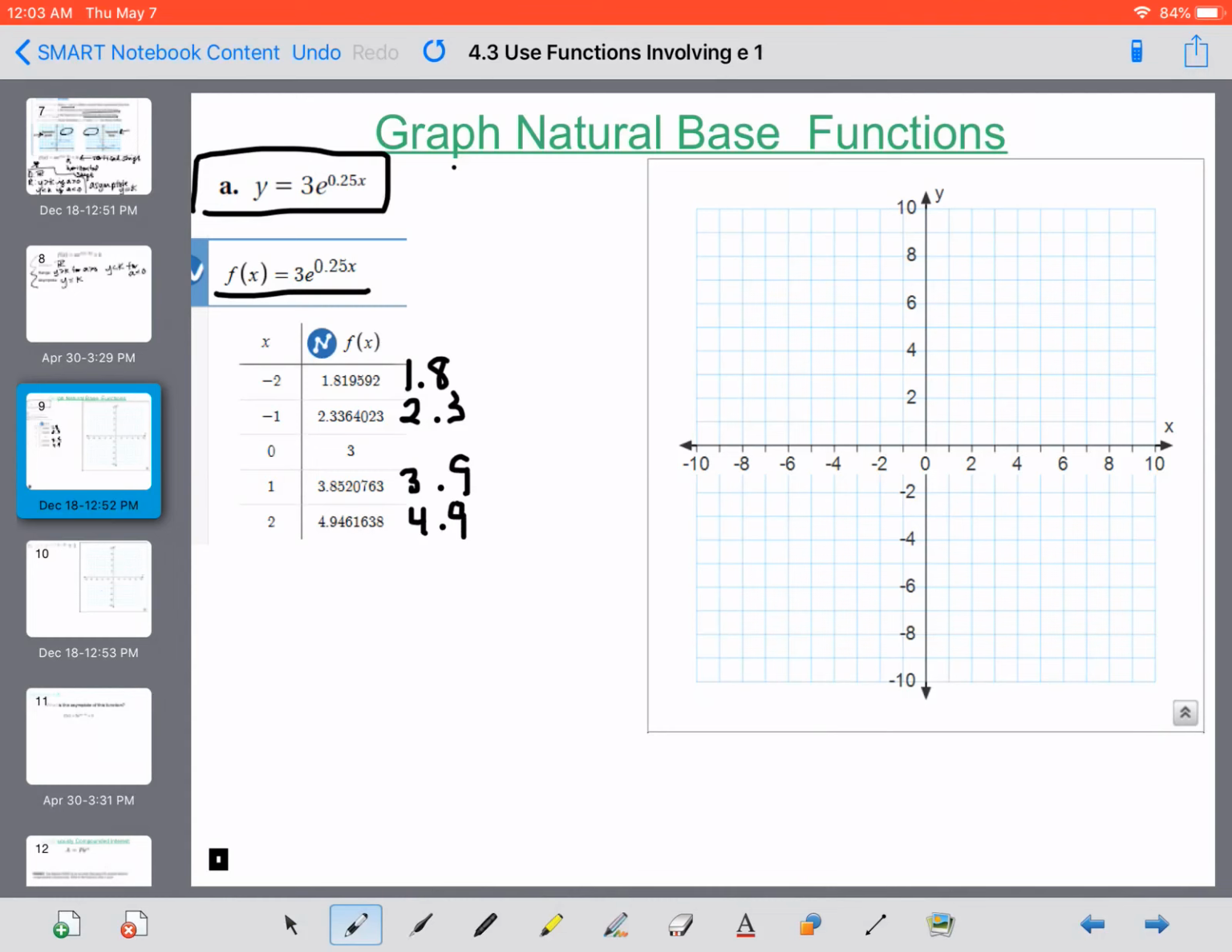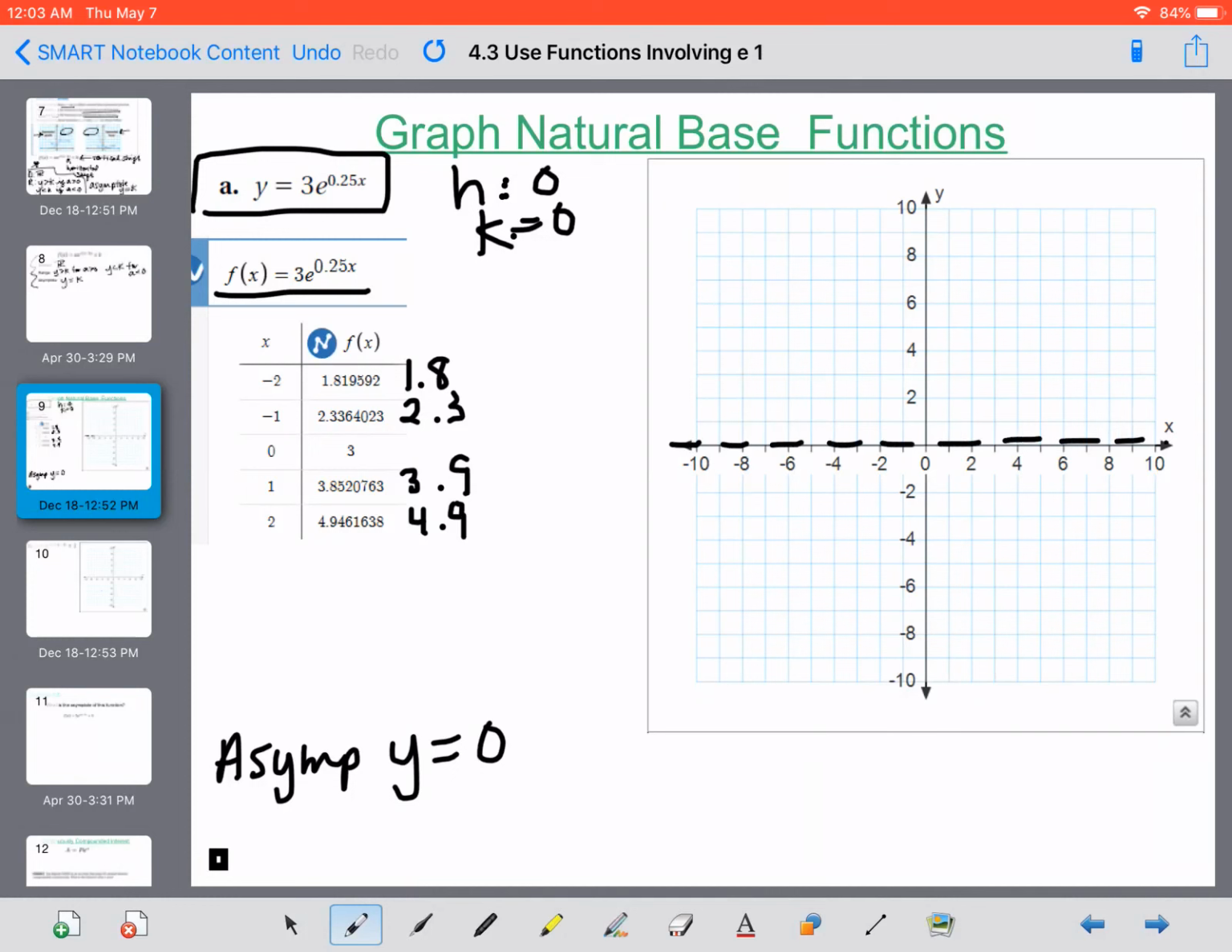We know that our h is 0 and k is 0. So my asymptote is y equals 0, so I can graph my asymptote. Because I know that my exponent is positive, it's going to be exponential growth. So we plot these points, negative 2, 1.8, approximately right there.